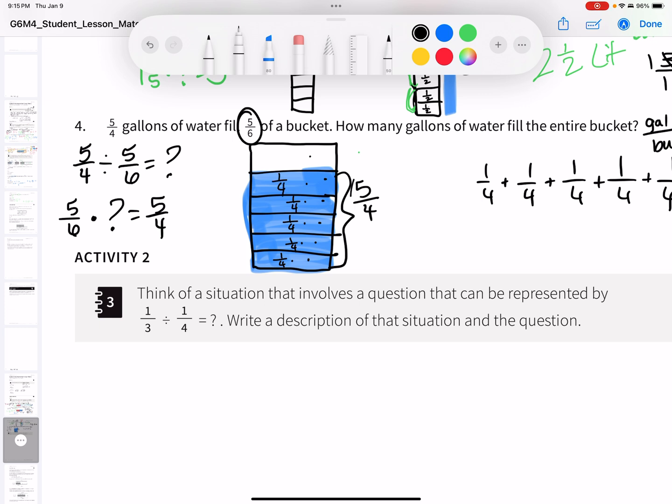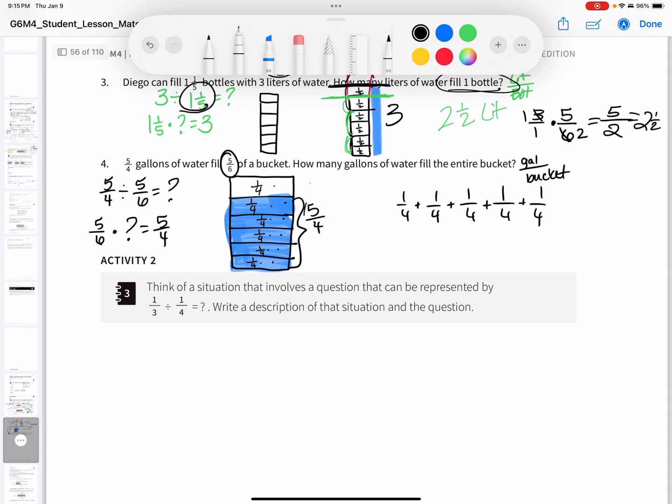So, if each of these pieces is worth 1/4, then this top piece must also be worth 1/4 because they're all the same size pieces. So, how many gallons of water fill the entire bucket? Well, that would be adding another 1/4, which would make it 6/4. And we can reduce 6/4 to 3 halves, and we can turn that into a mixed number, which is 1 and 1/2.